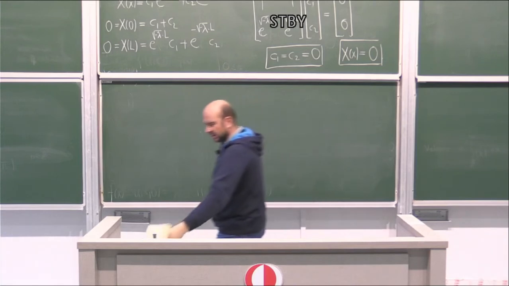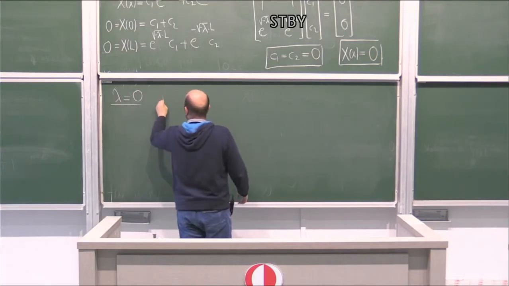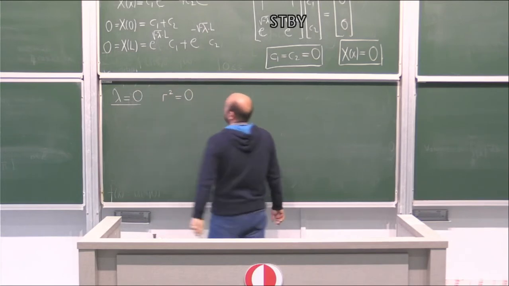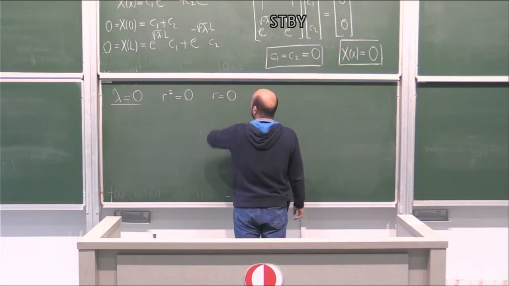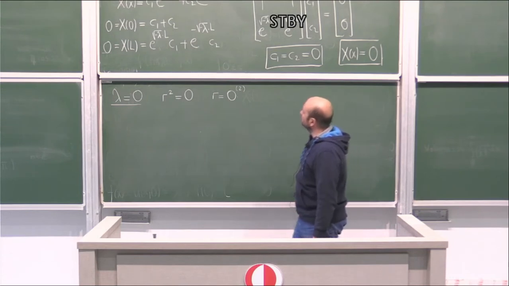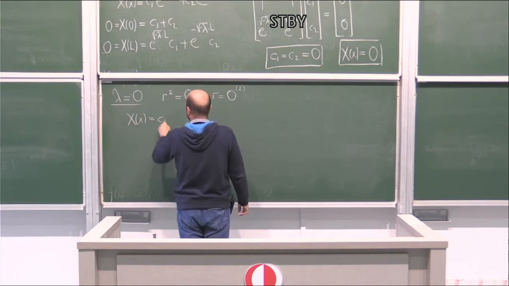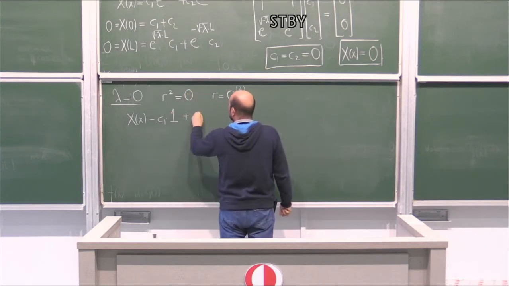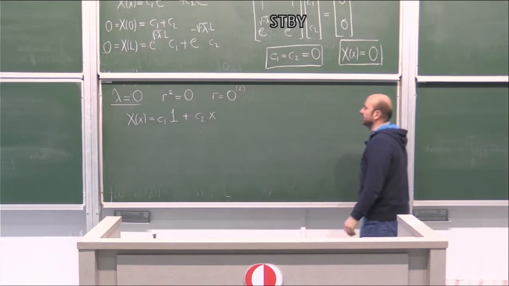Second case. Now, lambda is equal to zero. In this case, our roots are going to be zero. So r is going to be 0, but we will have a double root, so let me just write twice. So then what will be the solution? The solution will be x of x is equal to c1 times 1, which is e to the 0 x, plus c2 times x times e to the 0 x, which is c1 plus c2x.